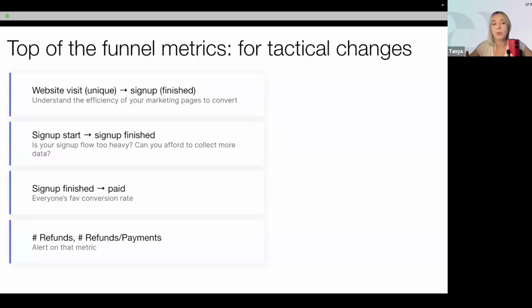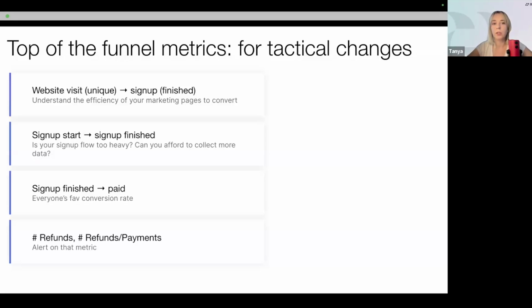The quality of your sign up: oftentimes the signups now are very long and tricky, and there are a lot of fields in them. So from sign up start to sign up finished, how many people actually dropped off on the way is a very interesting metric. It shows if your sign up flow is too heavy, or vice versa, you can afford to collect more data to understand more about your customers. So it's a nice one, but tactical.